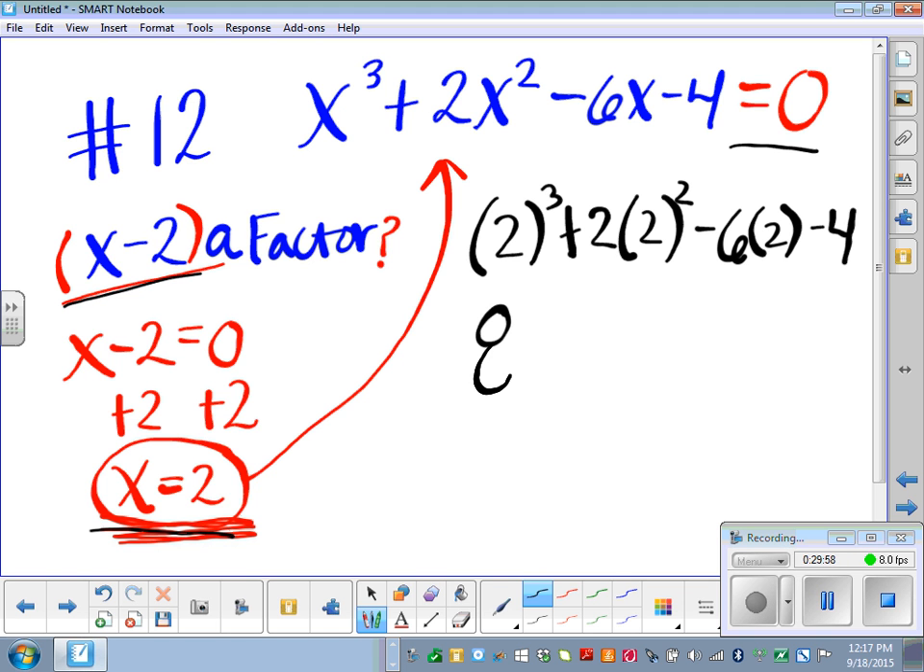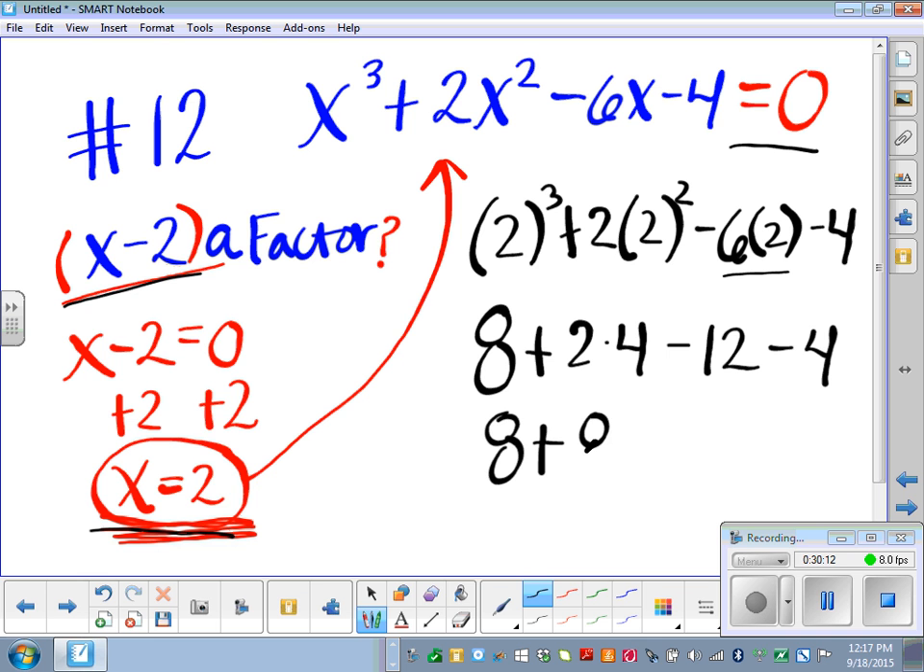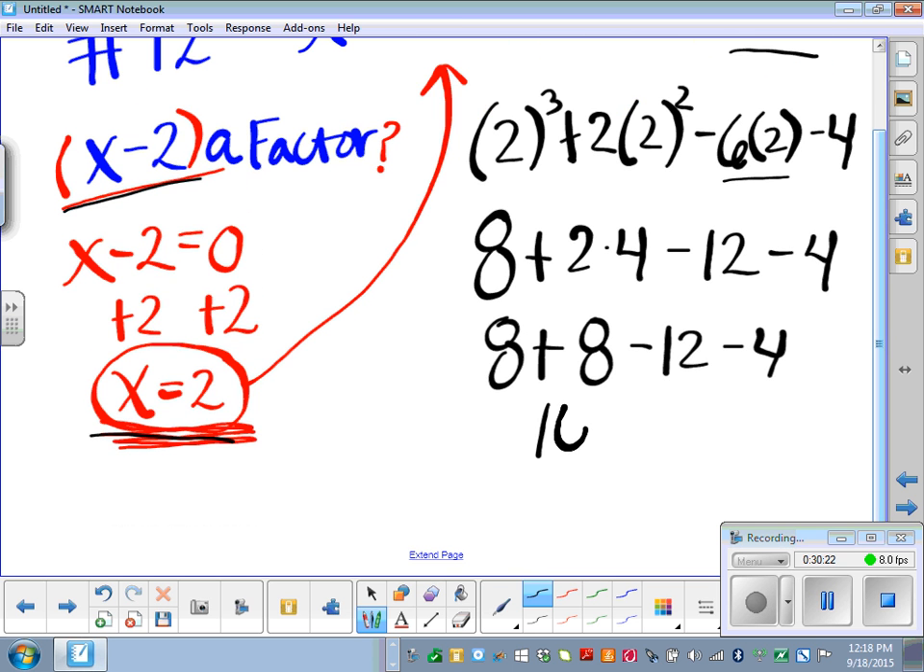So 8, 2 cubed is 8, and then plus 2 times 4. I'm just going to show all my work. And then minus 12, 6 times 2 is negative 12, minus 4. So we have 8 plus 8, 2 times 4 is 8, minus 12 minus 4. So we have 8 plus 8 is 16, and then minus 12 minus 4. Well, if you sum that up, you get 0.